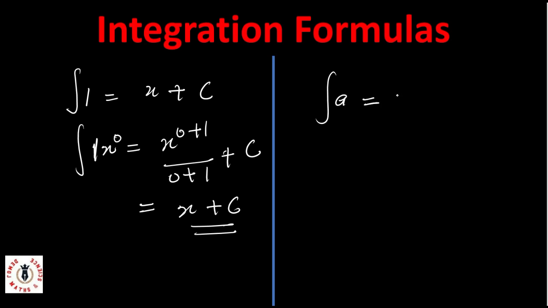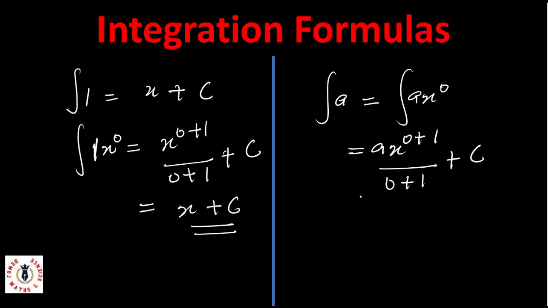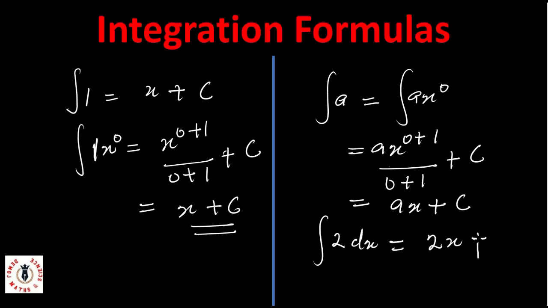Our third example is the integral of a. I can easily interpret this as the integral of a x raised to power 0, same thing we did with the integral of 1. So that this becomes a x raised to power 0 plus 1 over 0 plus 1 plus c, which is the same thing as ax plus c. As a rule of thumb, anytime I'm integrating a constant, take for example, the integral of 2 with respect to x will be the same thing as 2x plus c. Integral of 1000 with respect to x will be the same thing as 1000x plus c.